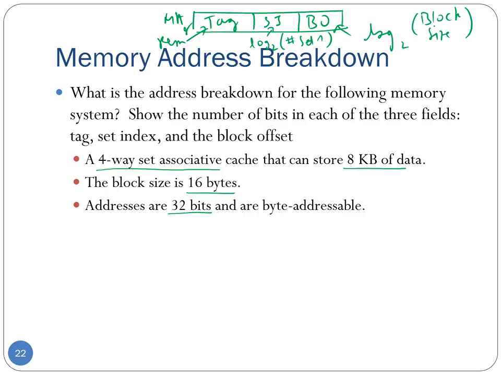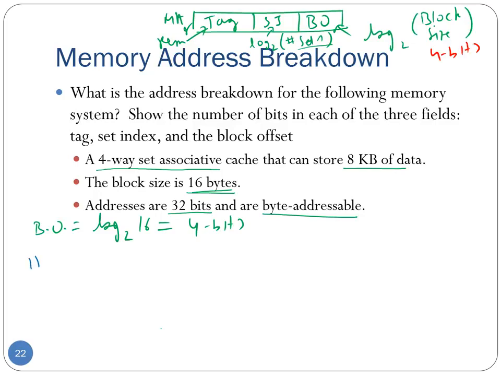The block offset should be straightforward here. It's a byte addressable memory, and the block size is 16 bytes, right? So the block offset is simply log2 of 16, which is 4 bits. Okay, so this is 4 bits. Next we have to find the set index. The set index is basically log2 of number of sets. Now notice that the number of sets is not directly mentioned here, so we'll have to compute that.